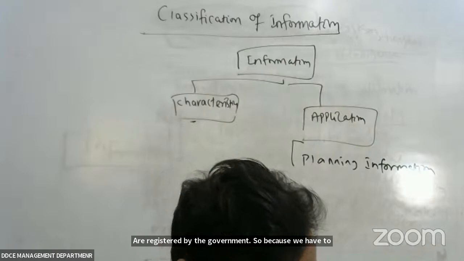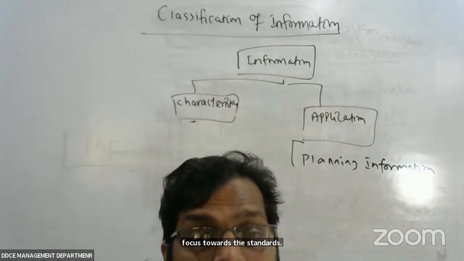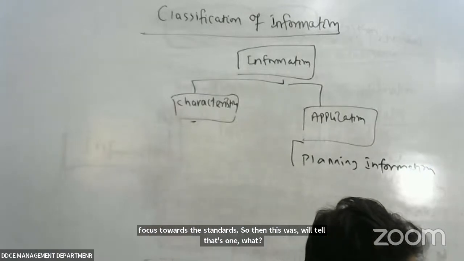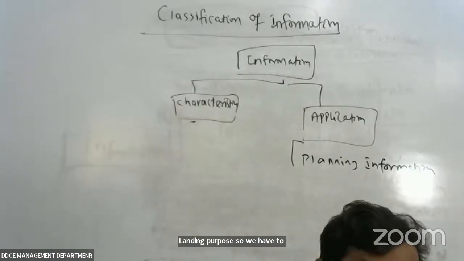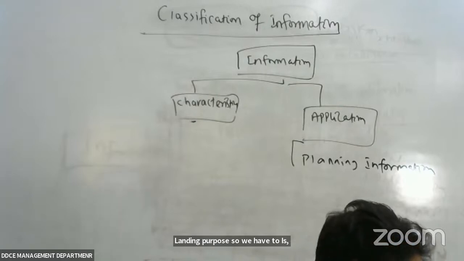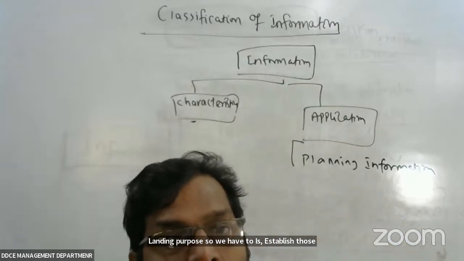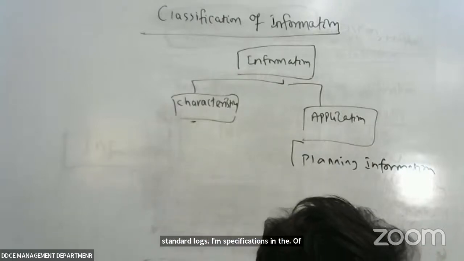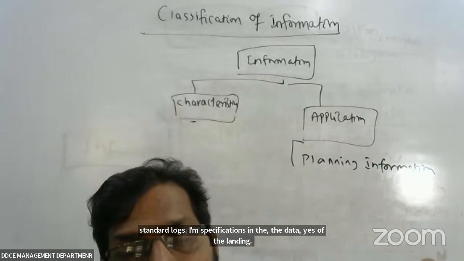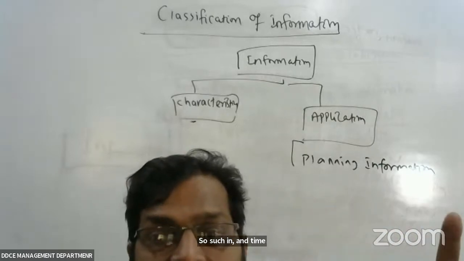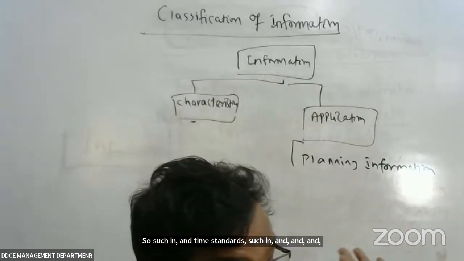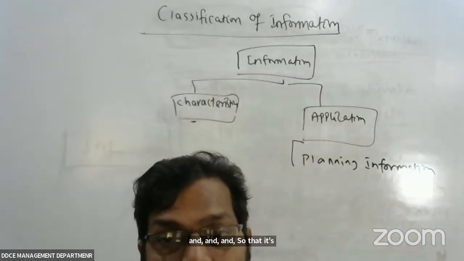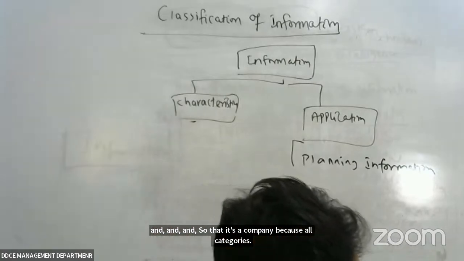Suppose we take the planning purpose. We have to establish the standard norms and specifications in an organization. That is the case of planning information. Such information includes time standards, design standards, etc. That is the category of planning, because all categories are to be discussed and classified.